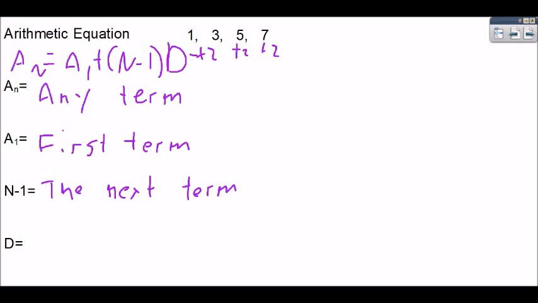My last one is D. D means the difference, the common difference. That means how much am I adding or subtracting to each one. So my common difference in this example is plus 2.